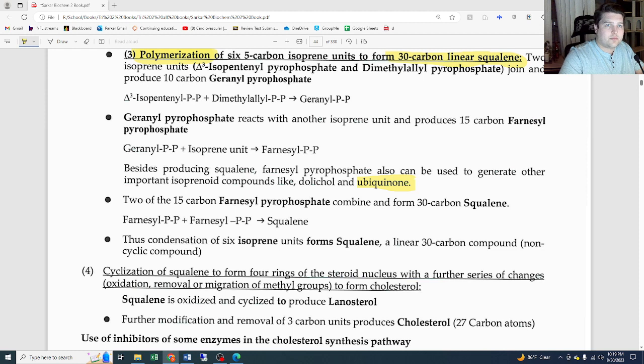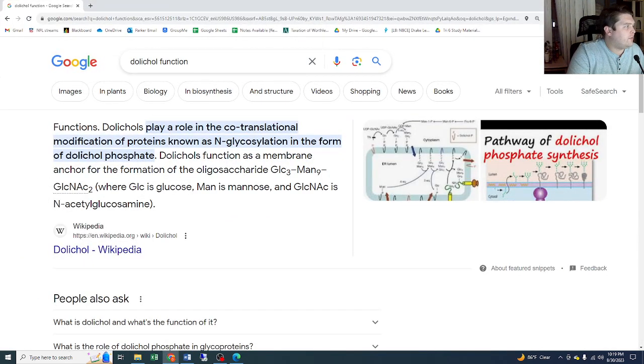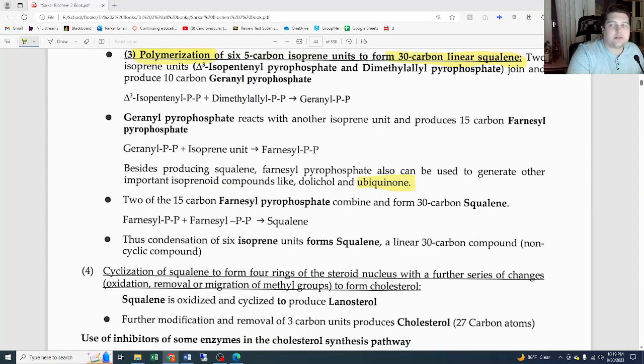Dolichol. I don't know what dolichol does. Dolichol function. That plays a role in the co-translational modification of proteins known as N-glycosylation in the form of dolichol phosphate. So it helps with modification of proteins. Also an important function.